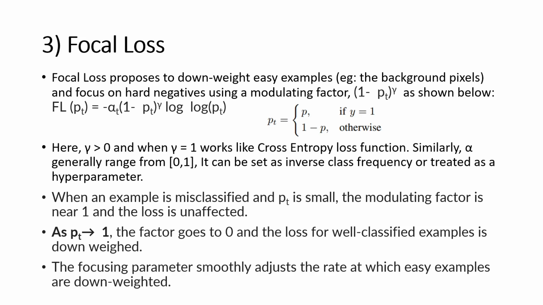Now, when an example is misclassified and p_t is small, the modulating factor 1 minus p_t to the power gamma is near 1 and the loss remains unaffected. Similarly, if p_t tends to 1, that is, we are talking about the easily classifiable pixels, the factor goes down to 0 and the loss for well classified examples is downweighted. This is how focal loss works. And then we have the gamma value, the focusing parameter, which can adjust the rate at which easy examples are downweighted.